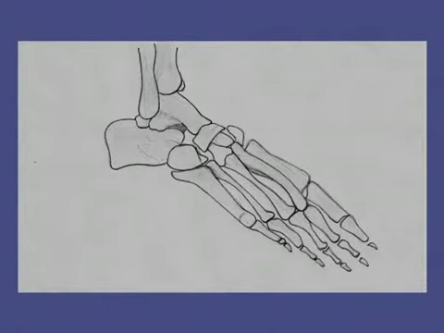Now we will be discussing the subtalar joint. The subtalar joint is formed between the talus and calcaneum. It has three articular surfaces between the talus and calcaneum: the anterior articular surface, the posterior articular surface, and the medial articular surface. Between these articular surfaces, there is the sinus tarsi.